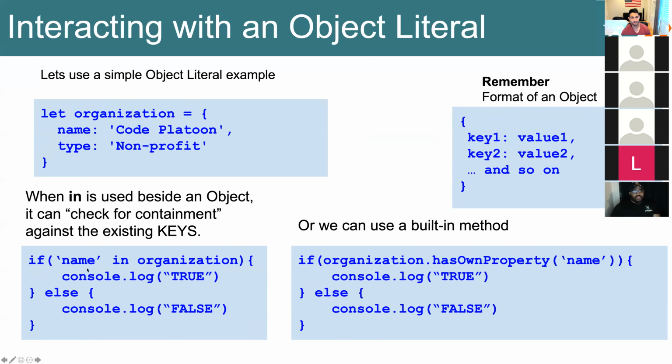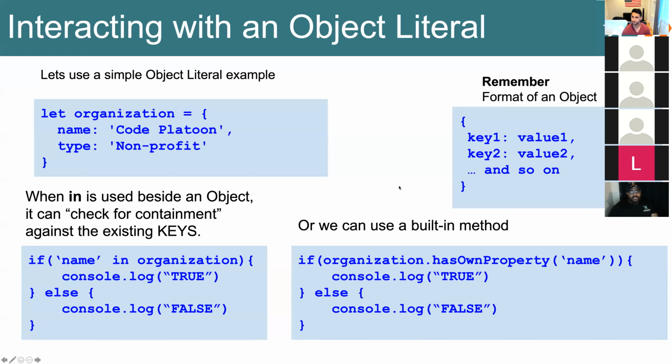So here I can say name in organization. That's going to return true. So if true, console log true. So it's going to print true. But if it wasn't in there, this would return false. So the if statement wouldn't work, and then it'd go to the else and say console log false. Now, there's another way we can do it. There is a method that exists on all objects called the dot hasOwnProperty method. And you can check for the name of the property, name in this case, using it. You'll more often see people using in because it's a lot cleaner, but they're both equally valid.